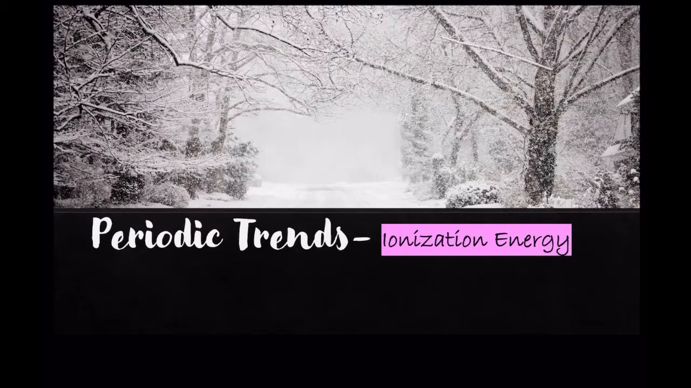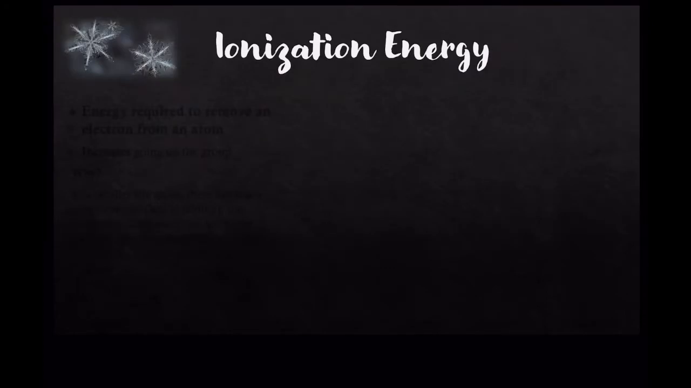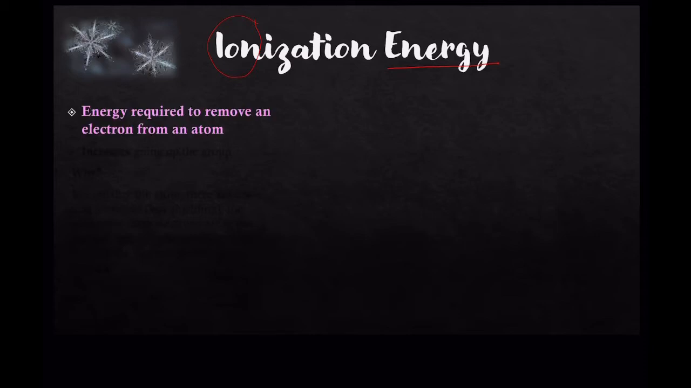This video is part of the Periodic Trends series, and it will focus on ionization energy. So what is ionization energy? It's the energy required to form an ion. And how do we form an ion? In order to form an ion, an atom must gain or lose electrons. But to come up with a definition for ionization energy, we had to pick one. So ionization energy is defined as the energy required to remove an electron from an atom.